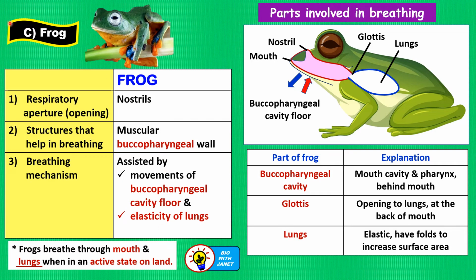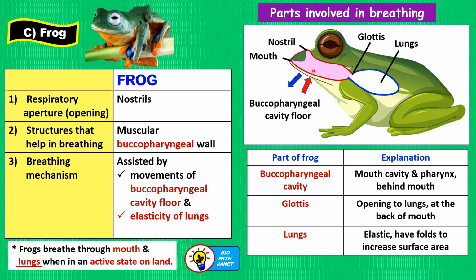Right. The third organism that we are going to discuss is the frog. So the frog's respiratory aperture, or opening, are the nostrils, just like humans have nostrils. The opening, just like the nose opening, is called the nostril. And the structure that helps in breathing is the muscular buccopharyngeal wall, or the floor, which is a muscular structure.